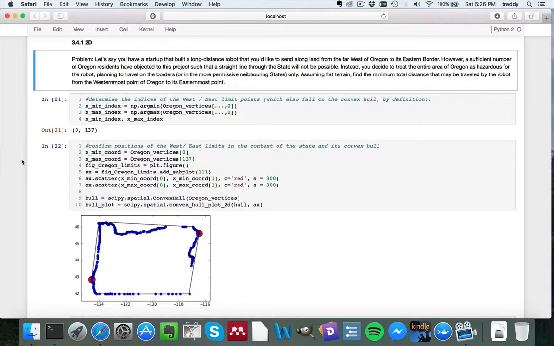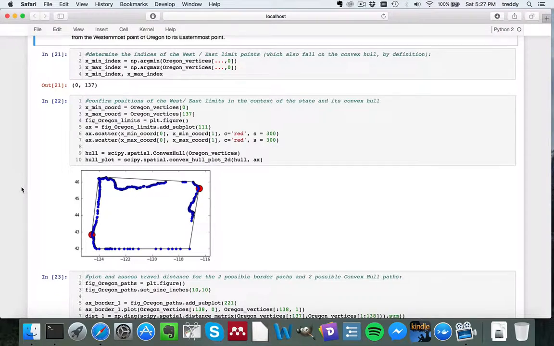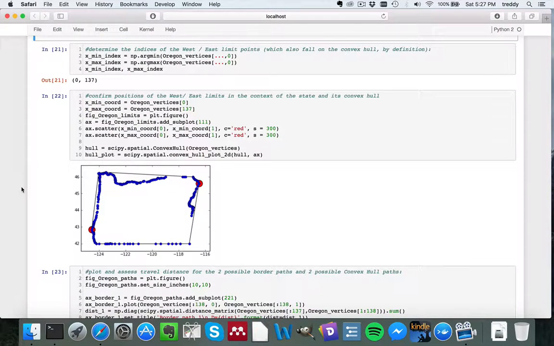So basically the constraints on the problem are that you can walk either on the boundary of the border of Oregon, or you can walk a little bit outside of the territory, so in a neighboring state.